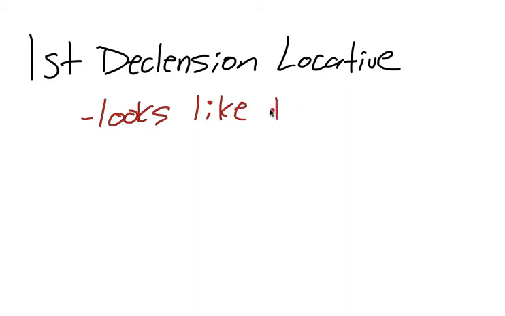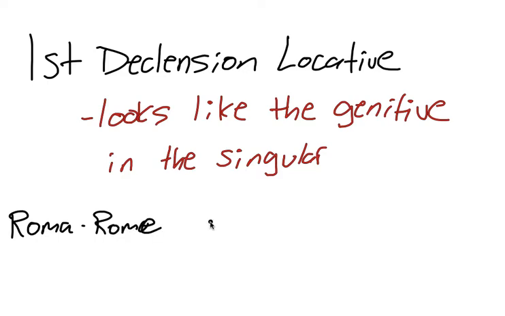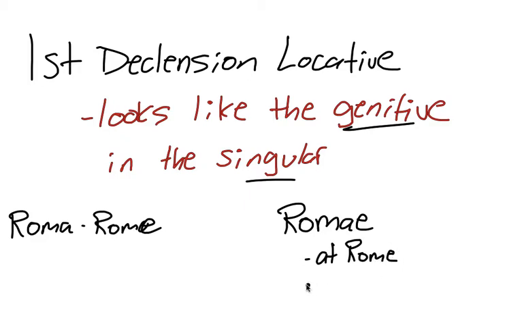Okay, so how to form the locative? Well, it really works by declension. So we're going to start with first declension. Okay, first declension locative looks like the genitive in the singular. Okay, so here's an example. If we take the noun Roma, which means Rome, of course, and we want to put it in the locative, then we would make it look like the genitive singular. So we would say Romae. Okay, Romae would be the locative form, and we would translate that at Rome or in Rome.